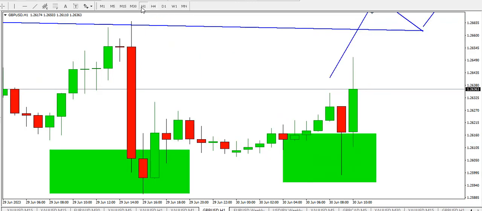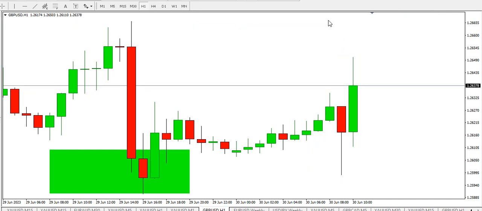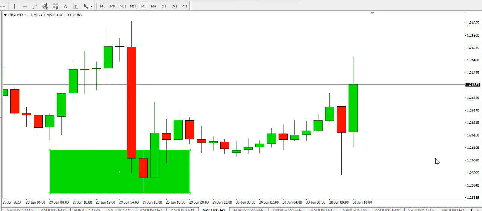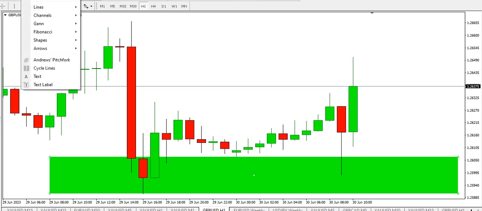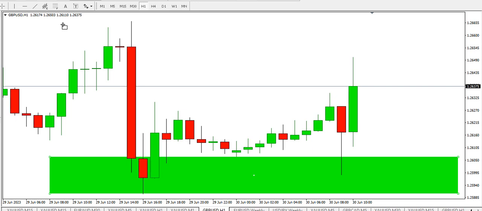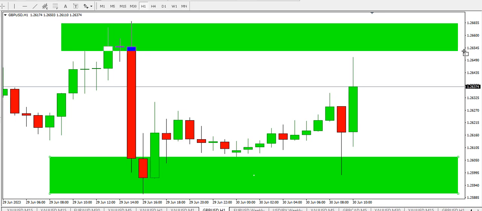On the 1-hour time frame, you can see that price is ranging. Price of GBPUSD is ranging on the 1-hour time frame, so we might want to wait for a range breakout. This is the bottom of the range, and price is currently heading to the top of the range. This is the top of the range. All right, so that's that for GBPUSD on the 1-hour time frame.